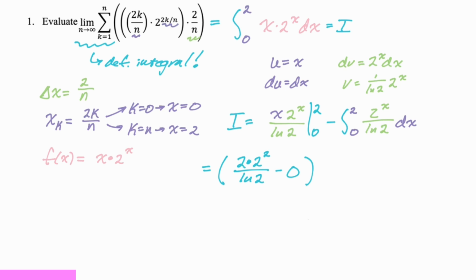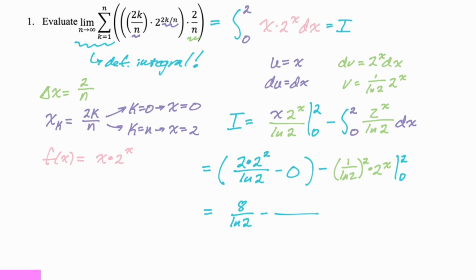Integrate 2 to the x, you get 1 over natural log of 2, 2 to the x. So there's actually 2 of these, 1 over natural log of 2. So we get 1 over natural log of 2 squared, 2 to the x, again from 0 to 2. So the first part here is just 8 over natural log of 2.